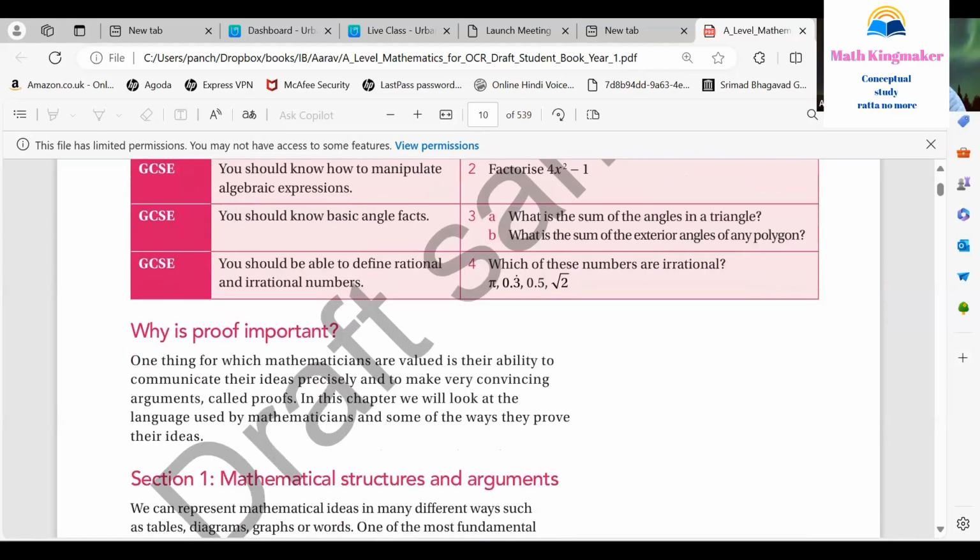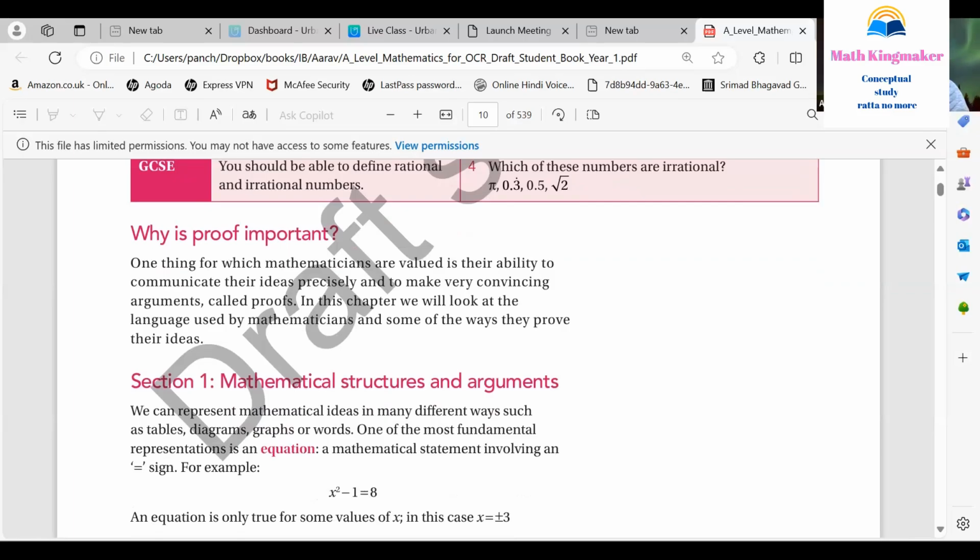Which of these numbers are irrational? Root 2 and pi. Why is pi irrational? Pi is never ending. You can't write it as a fraction. Sometimes someone writes 22 by 7, but it is not 22 by 7. It is the ratio of perimeter to the diameter, and it is a never ending decimal, you know.